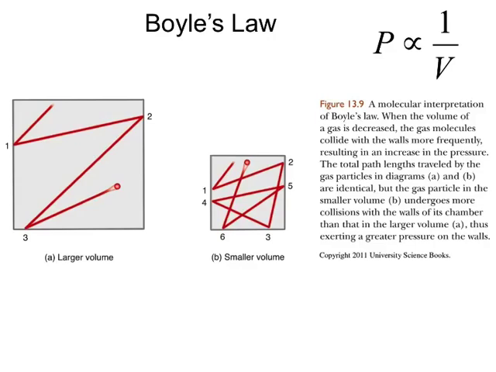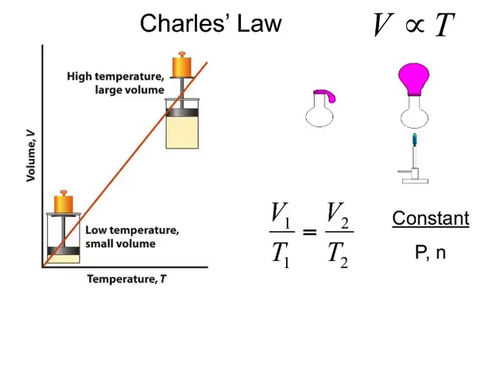So there's less collisions and lower pressure on the left for a larger volume. There's more collisions and a higher pressure on the right for a smaller volume. Okay, that makes sense. Now let's talk about Charles's law. This is the relationship between volume and temperature. So as you increase the temperature, you increase the volume. If you decrease the temperature, you decrease the volume of a gas.